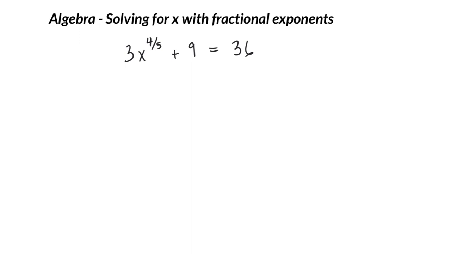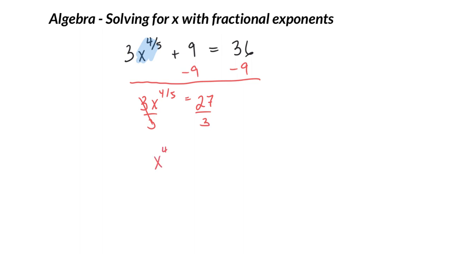Let's combine this with some of our other ideas about solving. Similar to all of the other things that we've done, remember we want to save solving the x part for the end. So our first step would be subtracting 9 from both sides. So we've got 3x to the 4/5 equals 27. Divide both sides by 3. So we've got x to the 4/5 equals 9.